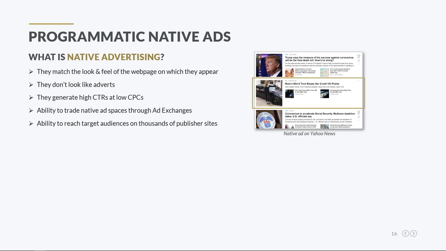These two platforms are then matched up through real-time bidding auctions. Therefore, the programmatic ecosystem allows advertisers to reach target audiences through hundreds of native ad networks and thousands of publisher websites.